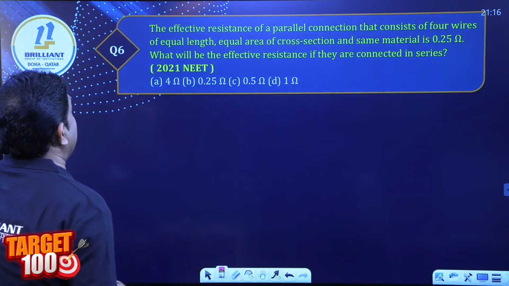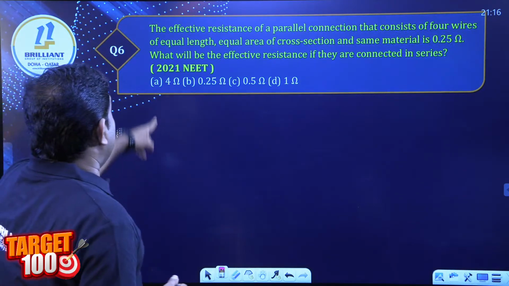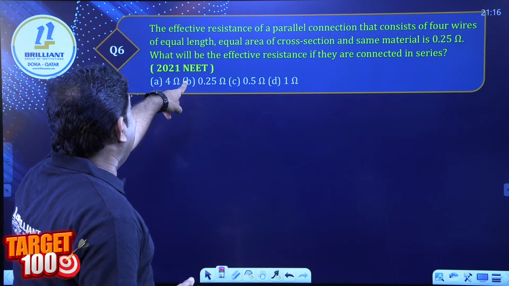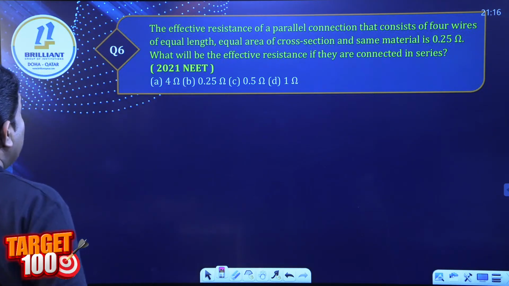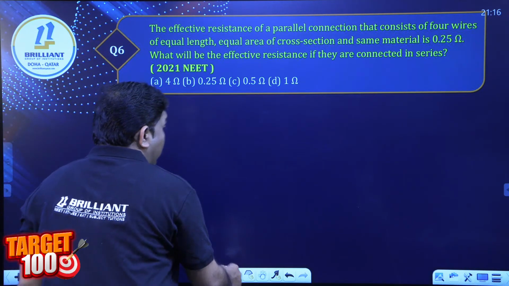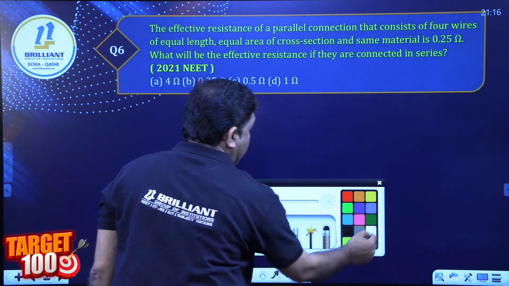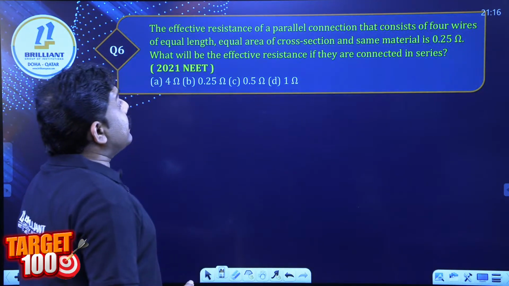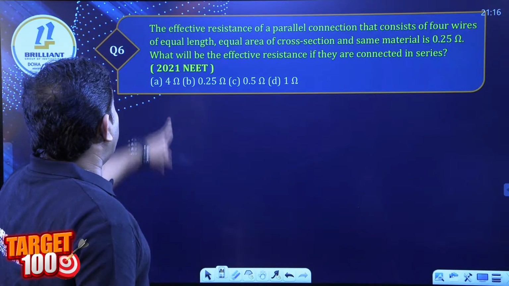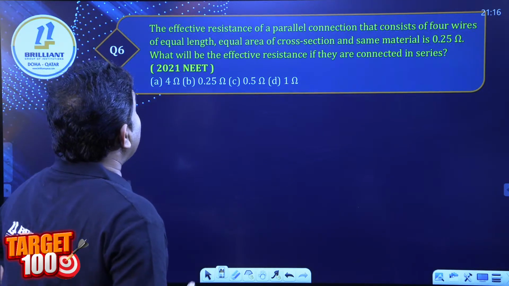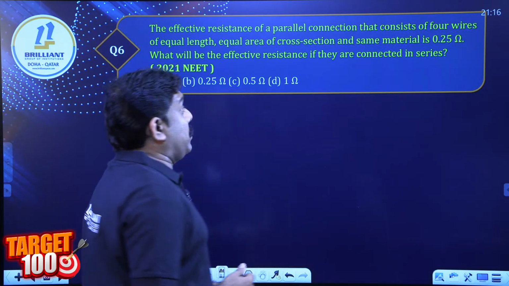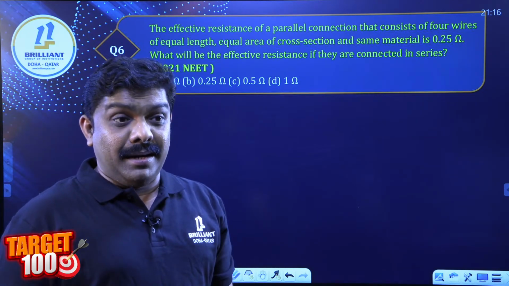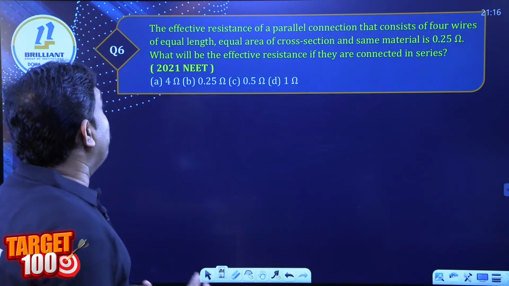So that is question 6. The effective resistance, 2021 NEET exam question it is. The effective resistance of parallel connection is given here. So you can see that it consists of 4 wires of equal length, equal area of cross section and same material. Each word has its own importance.